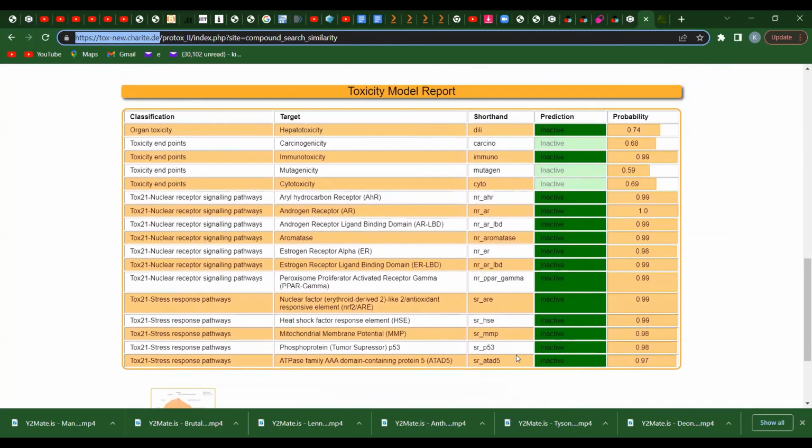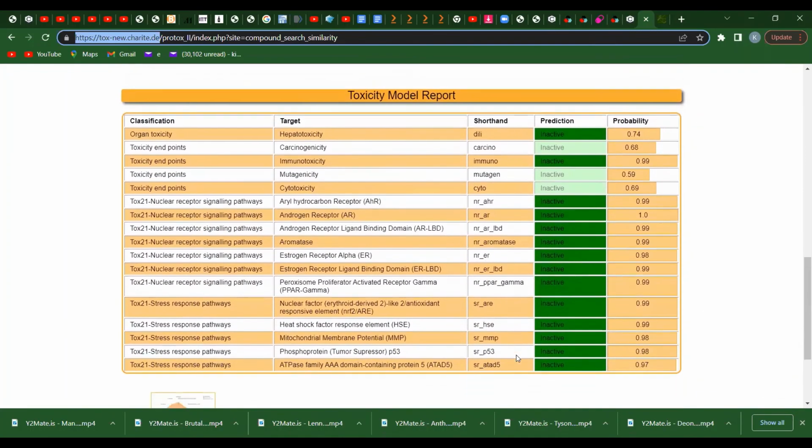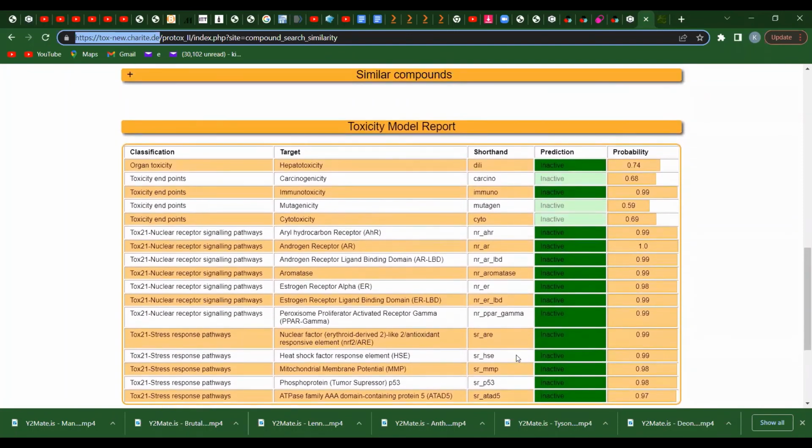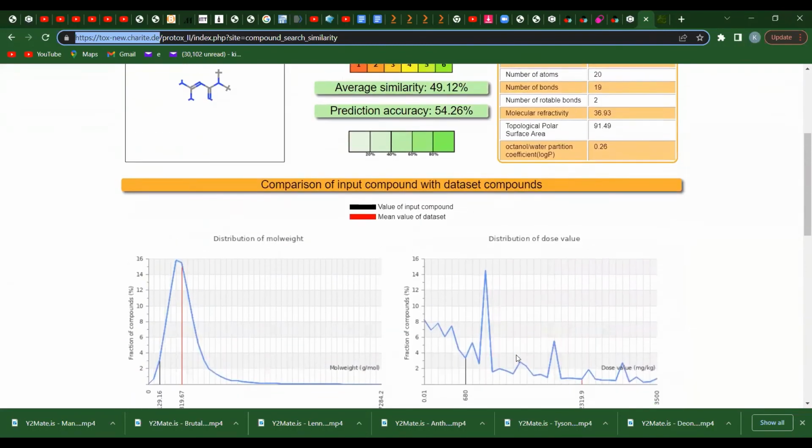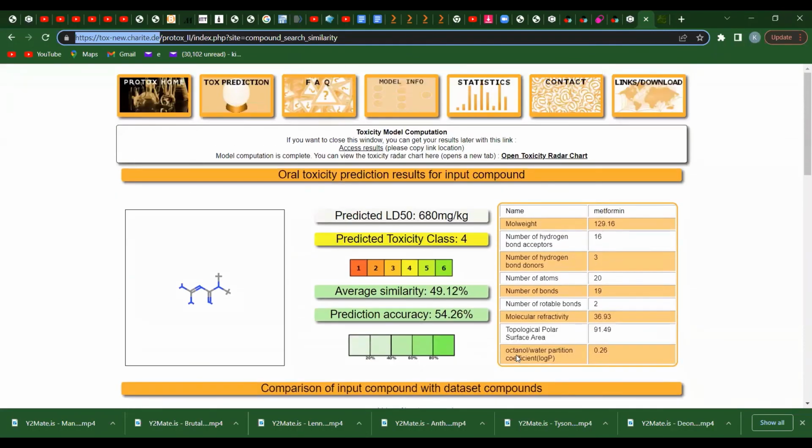Can you see that? So that is the information this gives to you. It gives you an idea, even before you go to the lab, of information about your drug. I'm telling you, if you put some drugs here, it will tell you they are toxic, they are dangerous. It will give you that information. You understand what I'm saying? So that's what this does.